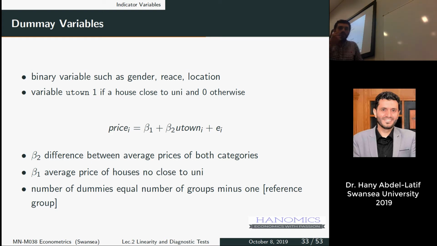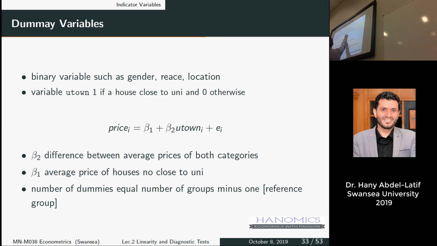So I have an example here where I want to see whether the house being close to the university would affect the price, or how much on average houses that are close to the university will differ in price compared to houses that are not close to the university. So my dependent variable is the price of the house, and the independent variable takes only two values, 0 or 1. 1 means it's close to the university, and 0 means it's not close to the university.